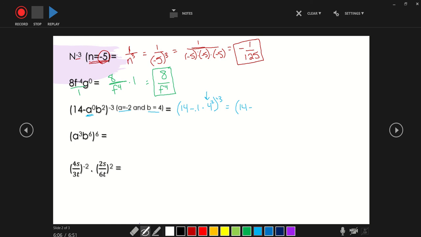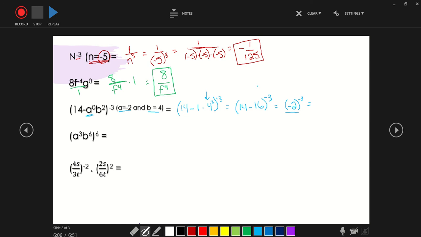It's 14 minus, and then it's 1 times 4 squared. 4 squared is 16 times 1 is 16. And all of that still to the negative third power. So then I'm going to continue to solve what's in parentheses first. This is 14 minus 16, which becomes negative 2 to the negative third power.